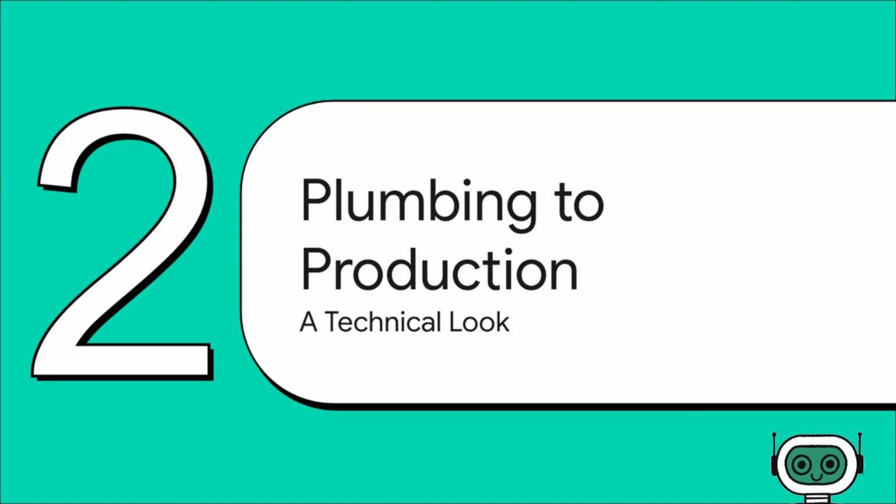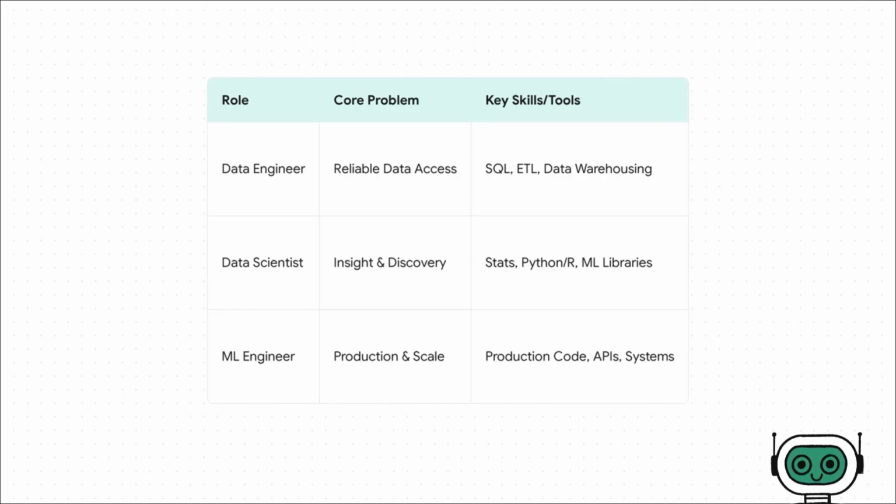So that's the big picture idea, the intuition. Now let's ground that factory analogy in the specific technical skills and tools that actually define each of these roles. If we break it down, you can see how different their focus really is. The data engineer, remember, solves for reliable data access. They are absolute masters of data infrastructure. We're talking SQL databases, data warehouses like Snowflake, and building ETL pipelines with tools like Airflow.